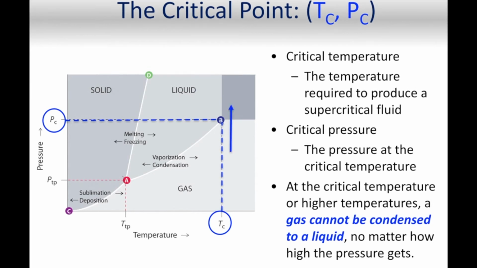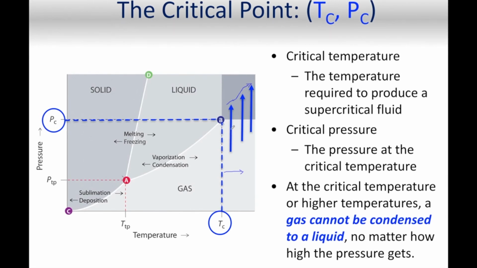That means that above this temperature here, it doesn't matter how much you increase the pressure, you're never going to get a liquid. You're always going to get a supercritical fluid. That supercritical fluid is different from the liquid. It's different from the gas.